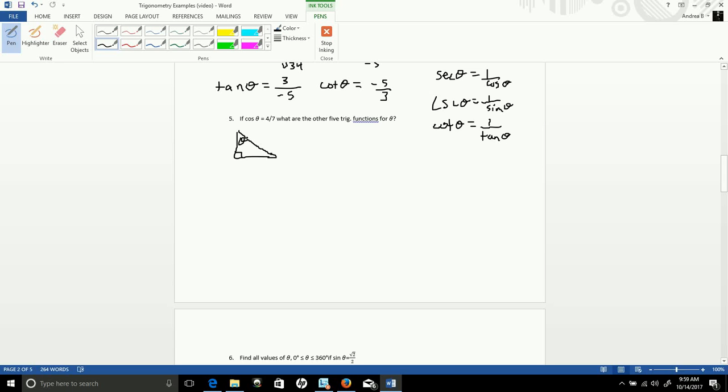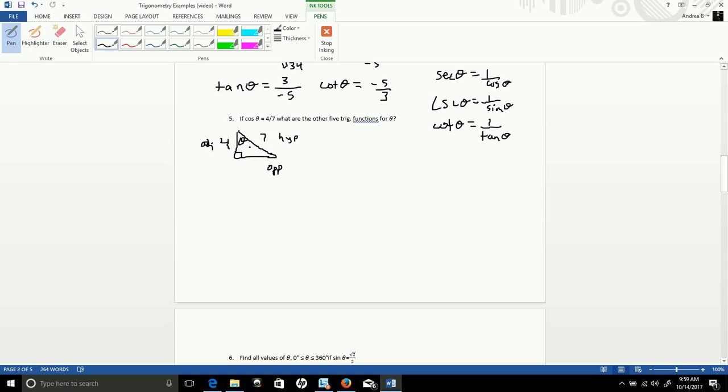So if theta is up there, then that means your opposite side is the one down here along the bottom, and then the adjacent side would be on the left side this time, and then the hypotenuse is always across from that right angle. It's that longest side. And then remember for cosine, that's the CAH part of SOHCAHTOA. So it'd be adjacent over hypotenuse, so you'd have the 4 and the 7 along there.